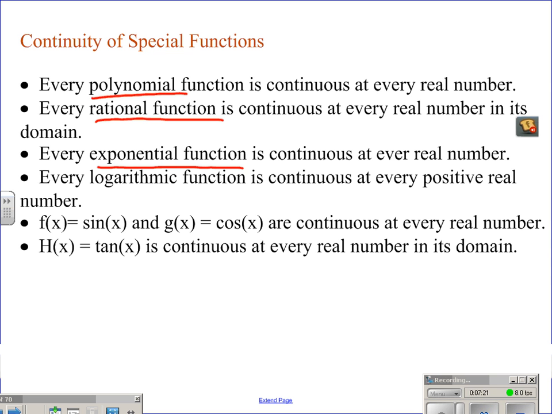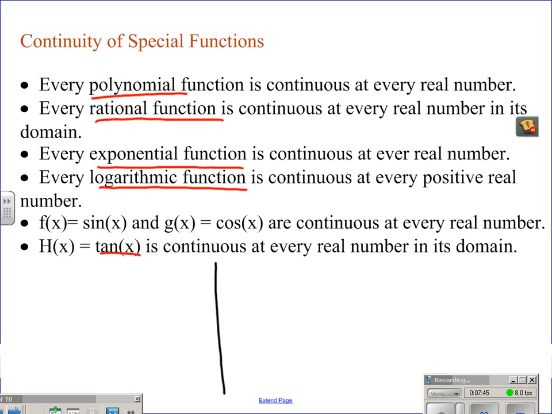For our exponential functions, those are going to be continuous at every real number. For our logarithmic functions, those are going to be continuous at every positive real number. And then for our trig functions, sine of x and cosine of x are continuous at every real number, while tangent of x is only going to be continuous at the real numbers that are in its domain.